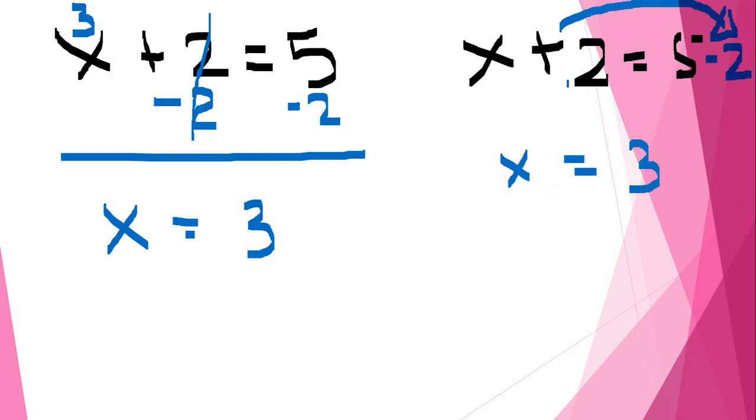Remember that on the left hand side, we no longer have plus 2 because we've actually moved it to the right hand side. So all we have on the left hand side is x, and on the right hand side, we have 3. And that's your final answer. You can plug it in and 3 plus 2 will get you back to 5. Let's try another example. What if I have a subtraction this time? x minus 2 equals 5.